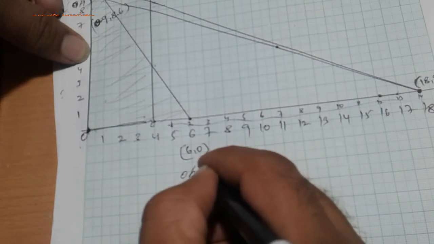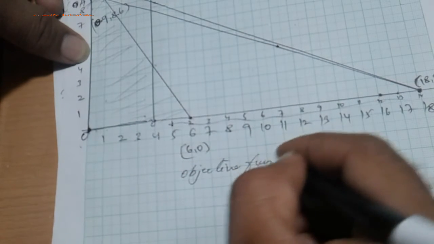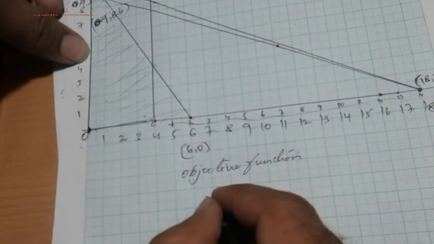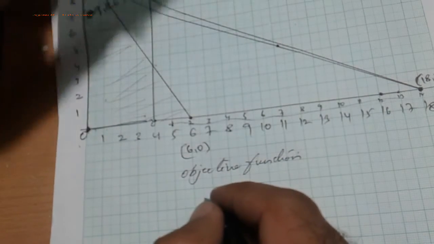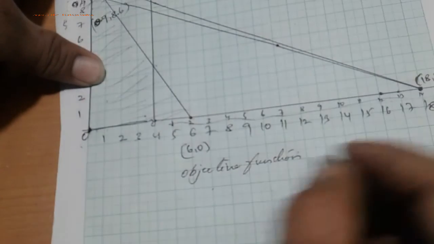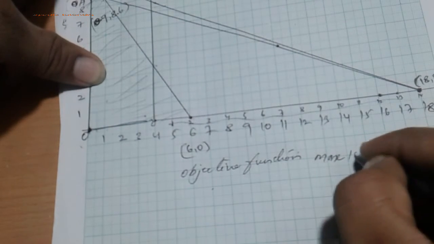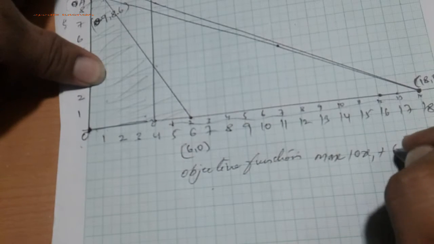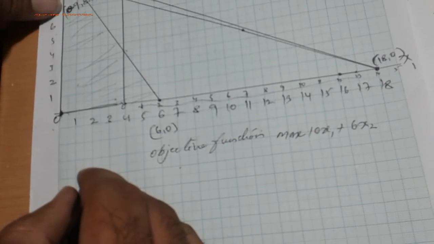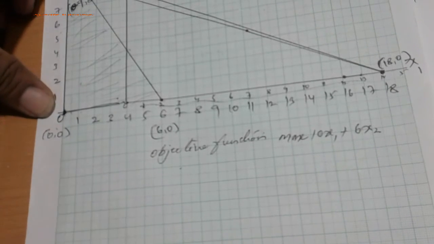First take the objective function. What is the objective function? Max z is equal to 10x1 plus 6x2. We have to enter the points into this. What are the points we are getting here? 0 comma 0, this one.